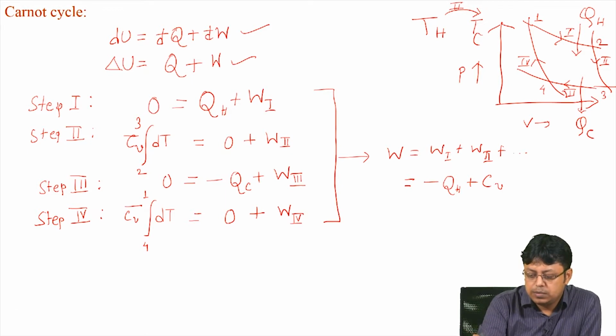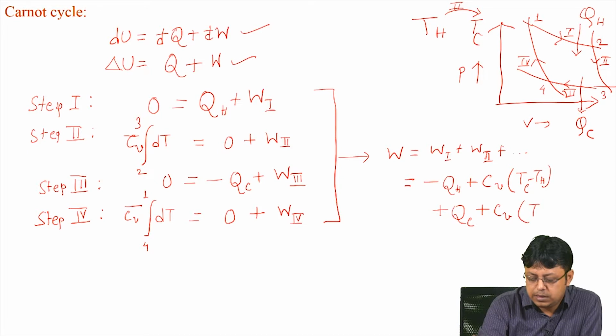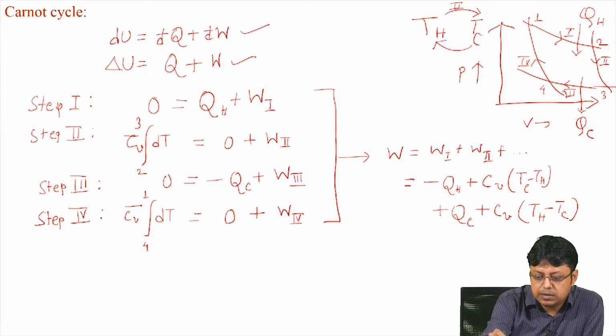So, this will be nothing but CV (TC minus TH), and then for the third process again we will have plus QC, and again in the fourth process we will have CV (TH minus TC), because here the final temperature is again TH for the fourth process.